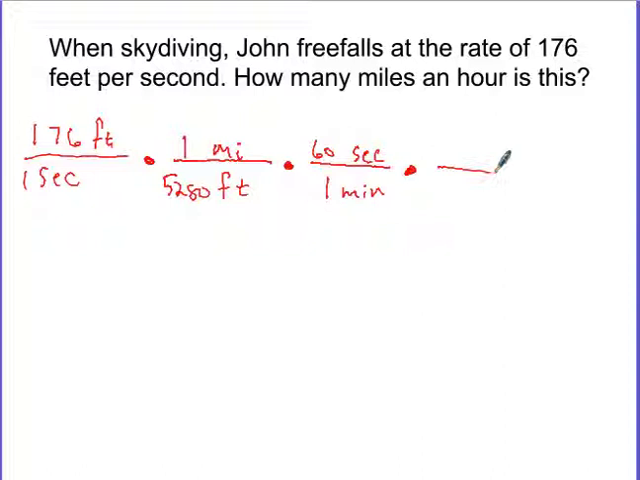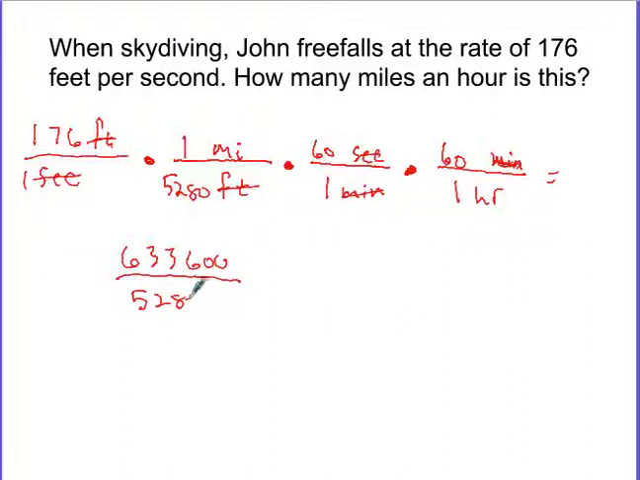One more conversion factor where I have minutes up here. How many minutes? 60 minutes is 1 hour. Okay? So minutes cancel, seconds cancel, feet cancel. I have miles left on top and hours left on bottom, which is what I wanted. So 176 times 60 times 60. 633,600 over 5,280.